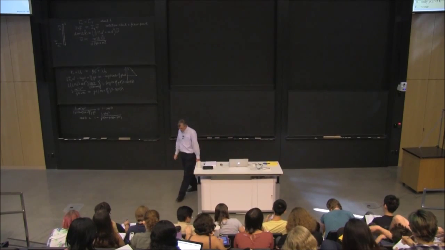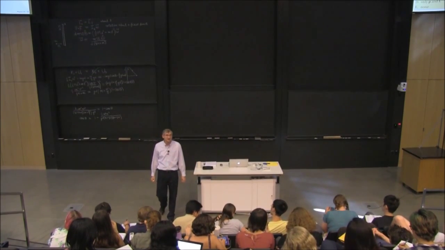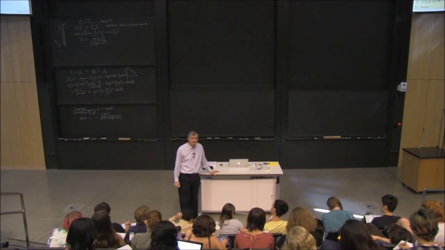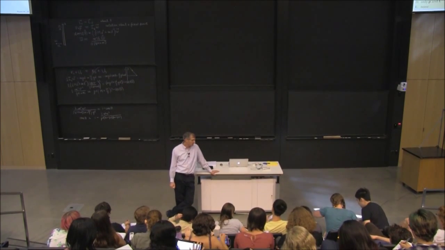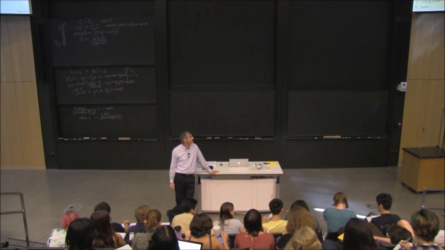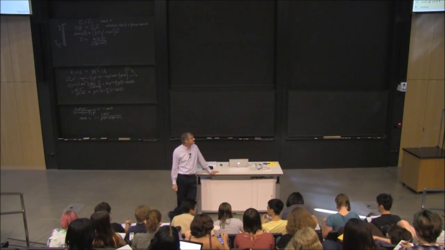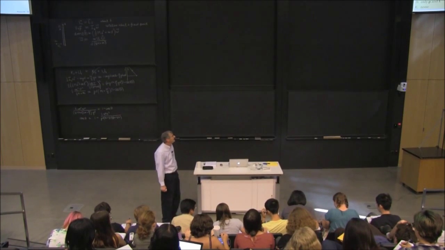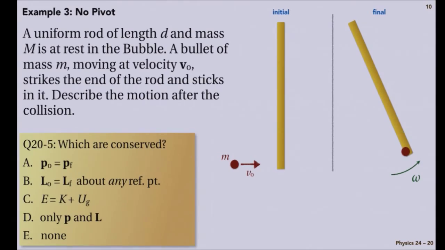So momentum is conserved. Why? No external forces. Okay? If my system is the rod-like human and the Nerf bullet, then the forces between the bullet and the rod are internal to the system. So its momentum is conserved.